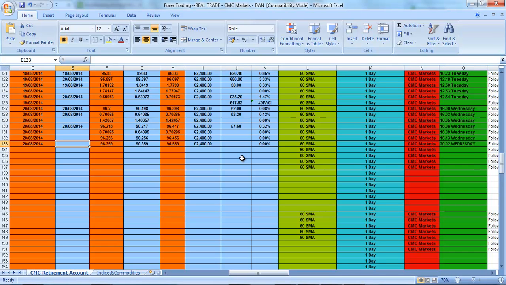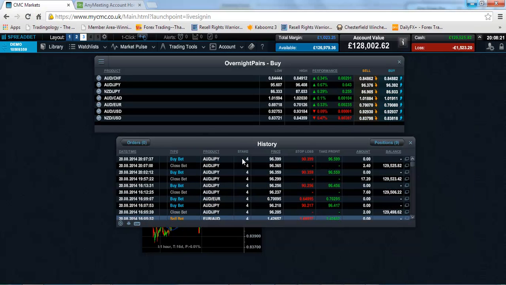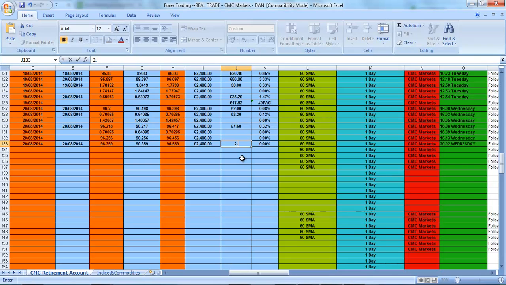I'll put the date which I have come out. It will be the 20th of August 2014, and then the amount that I've banked is £2. I'm not sure, I'll just go back and check. It's £2.40. So I put £2.40.